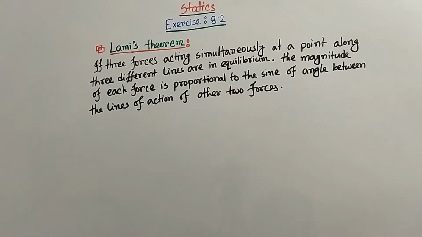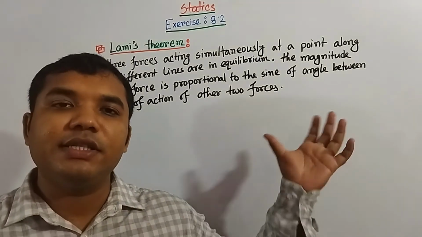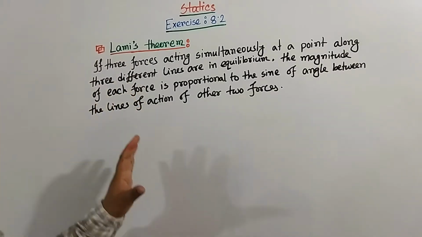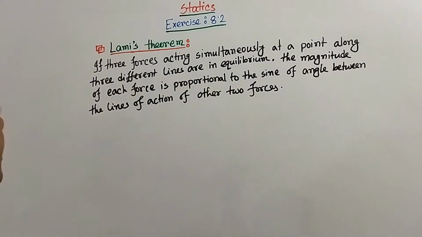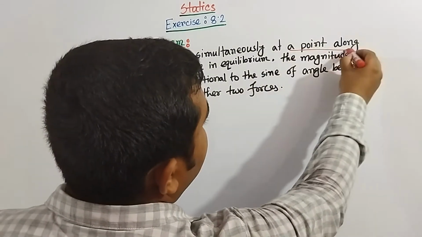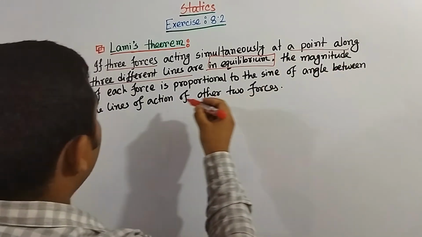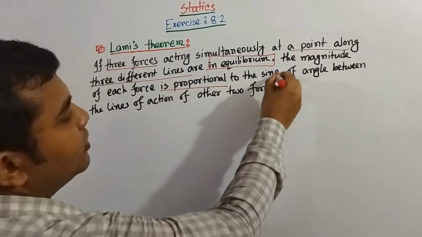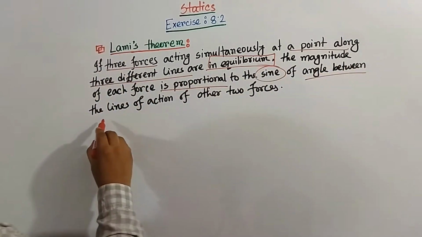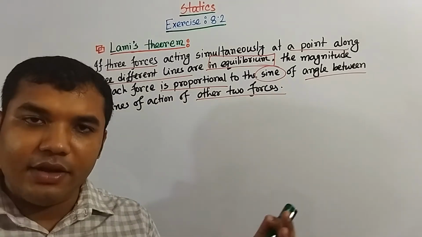So dear students, now we are going to discuss our main topic, that is Lami's theorem. What is the statement actually talking about? The statement of Lami's theorem says that if three forces acting simultaneously at a same point along three different lines are in equilibrium, the magnitude of each force is proportional to the sine of the angle between the lines of action of the other two forces. That means the opposite of that force.